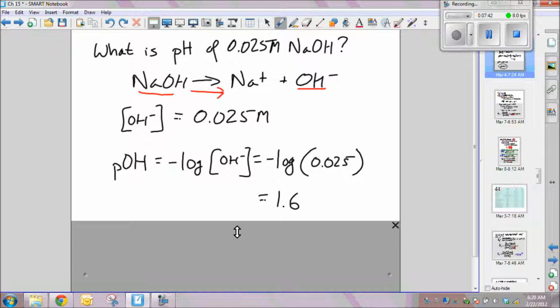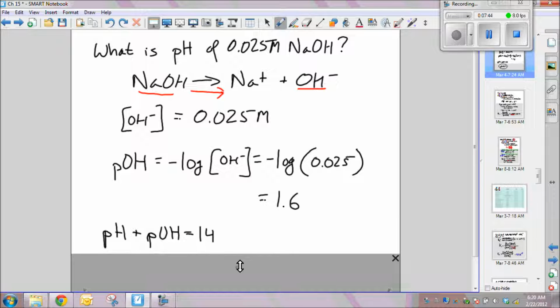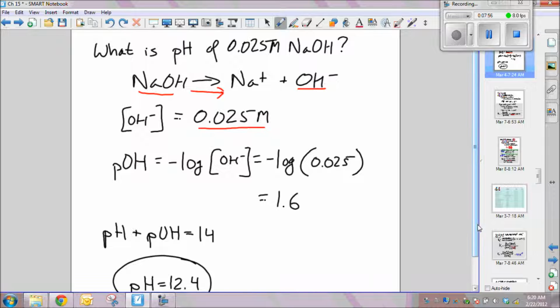And of course, pH is equal to 14 minus the pOH, rearranged, shown here. And therefore, the pH of this solution would be 12.4. And that makes sense because we've got a strong base in solution. We've got a very high pH, 12.4.